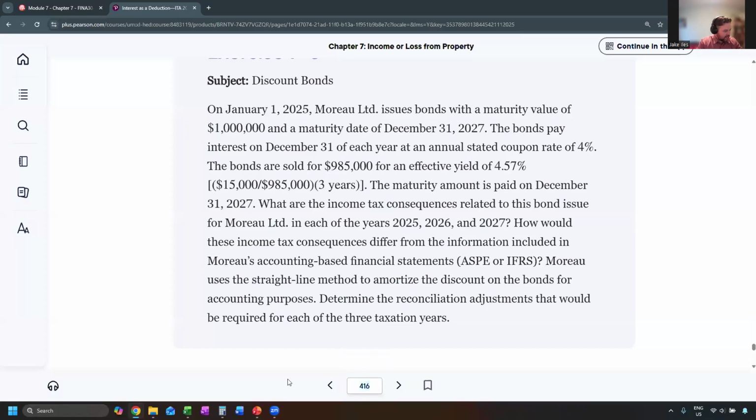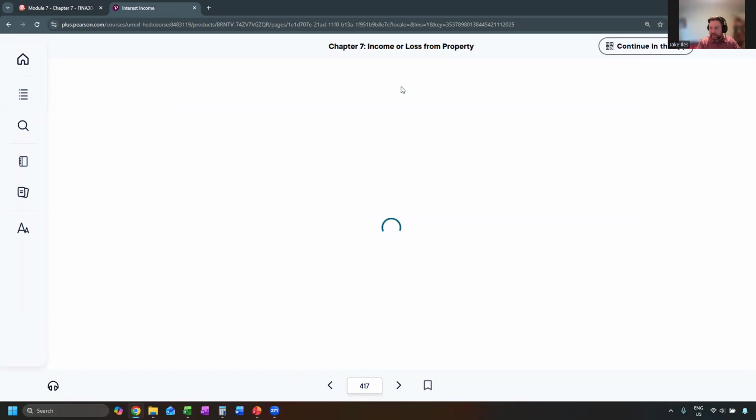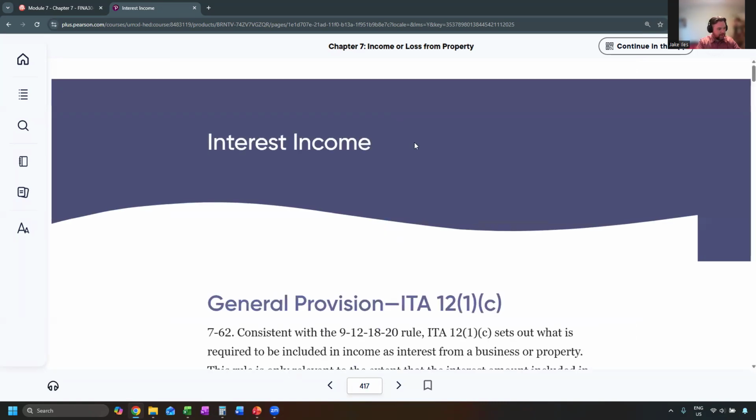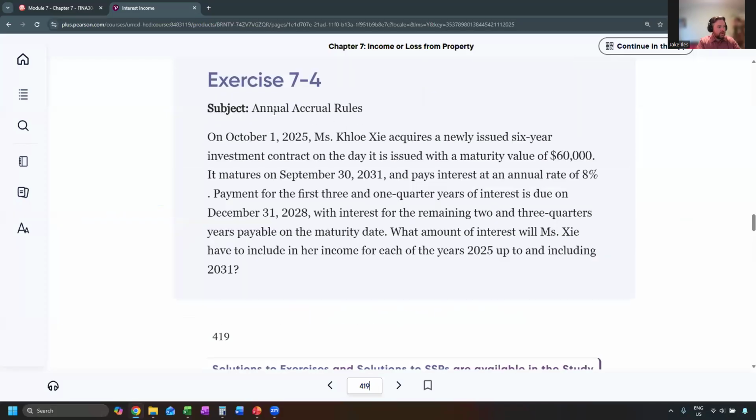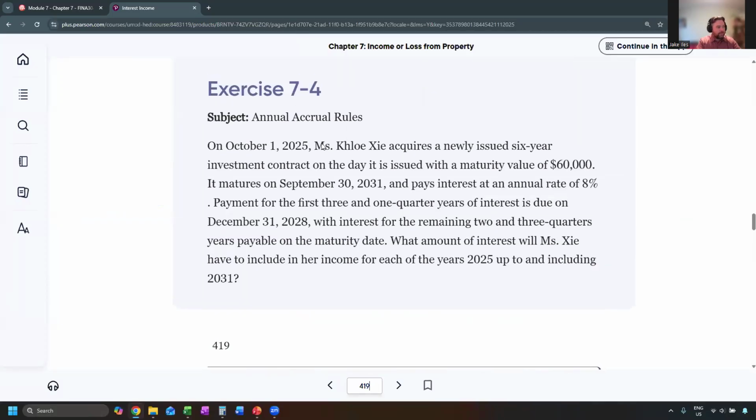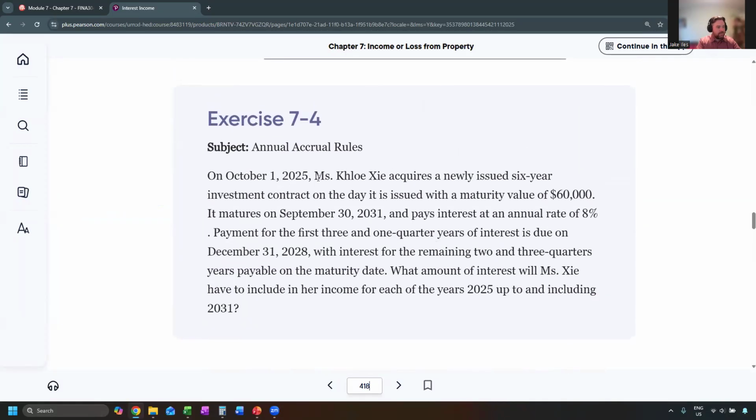So the exercise related to that income inclusion is here. Give the text a second. Annual accrual rules. On October 1st, Miss Chloe Z acquires a newly issued 6-year investment contract on the day it is issued with a maturity value of $60,000. So we have an investment contract for $60,000.